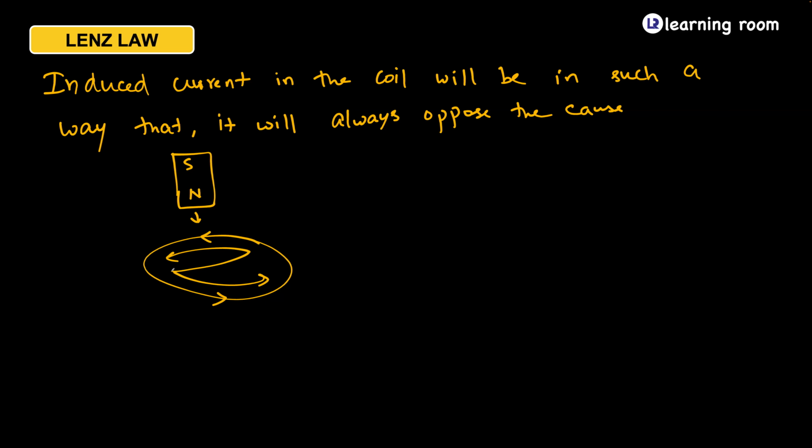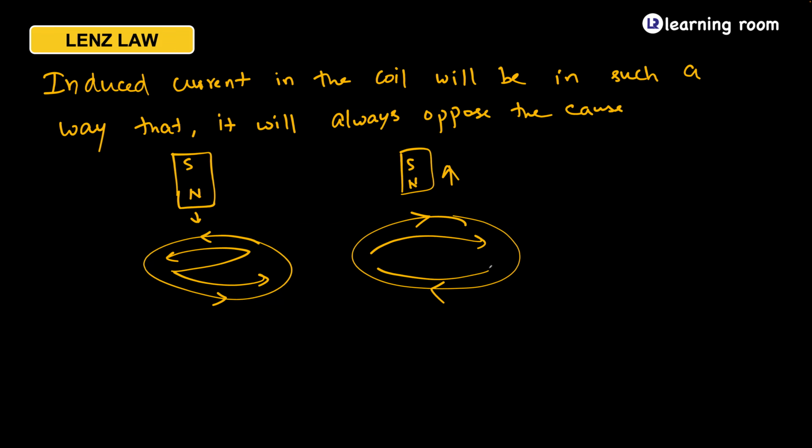Right? Whereas when you try to move the north pole away, what is going to happen? When you try to move the north pole away from it, what will happen? There will be a south pole that is generated. Are you able to understand this concept? So this is the meaning of opposing the cause. In the sense, why we are calling it as opposing the cause is because if you try to increase the flux, this will try to decrease the flux. If you try to decrease the flux, it will try to increase the flux. Is the point clear?